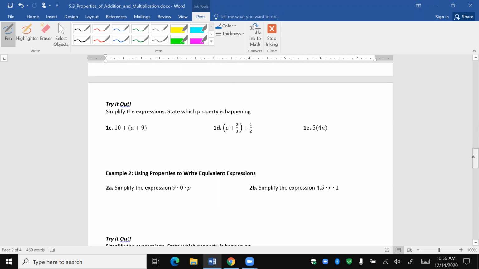Okay, here on 1C, so kind of like what we just did, you need to switch the order of those. So I would have 10 plus 9 plus A. Okay, that would be commutative. And then I can switch my parentheses around. So then I've got 10 plus 9 in parentheses plus A, which would be associative. And then I can simplify. So that would give me 19 plus A.